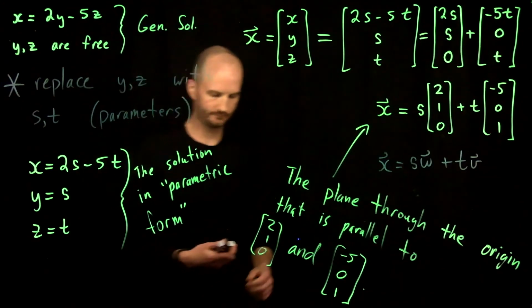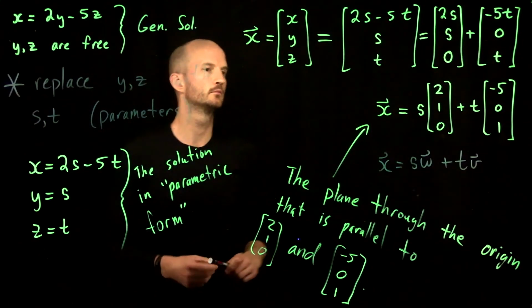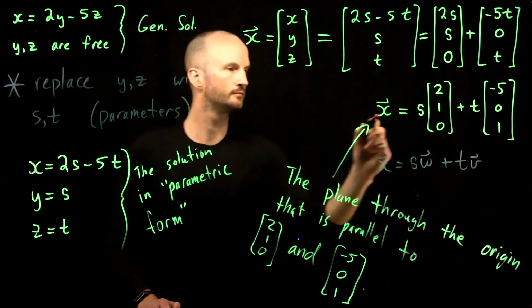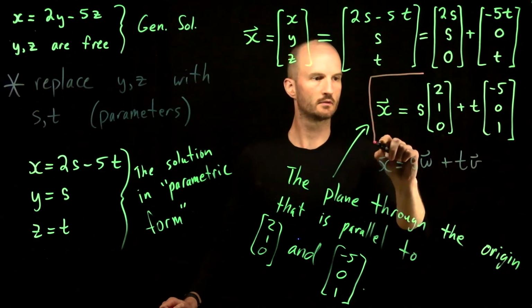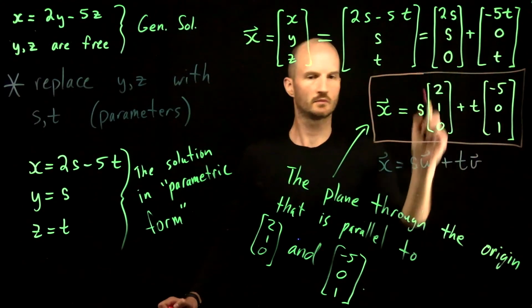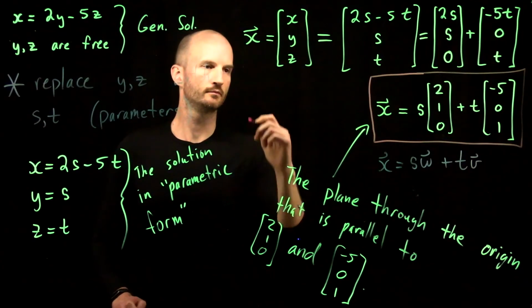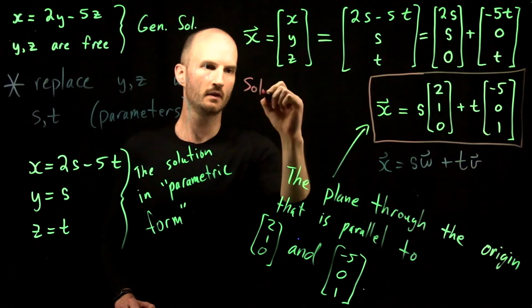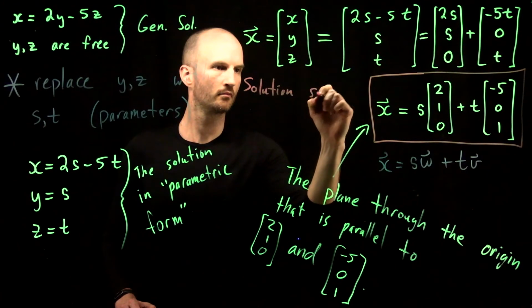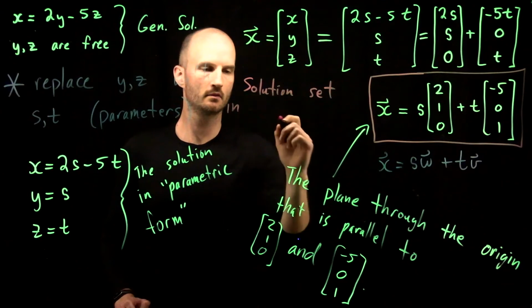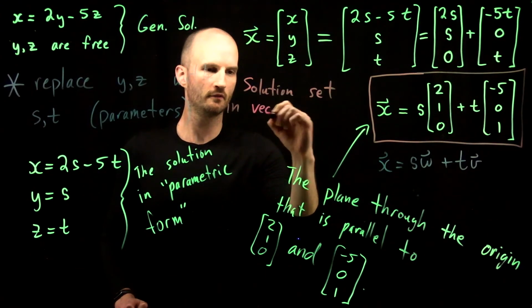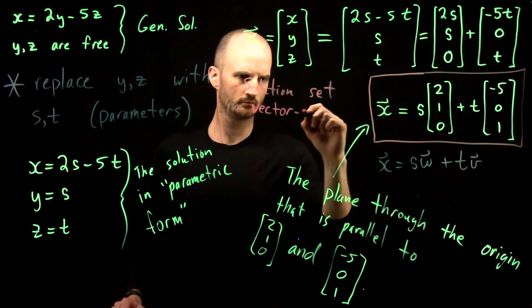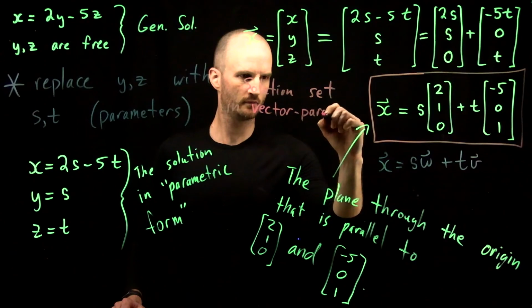Now, one more thing. This is very important. It's getting messy here. This is the solution set in vector parametric form.